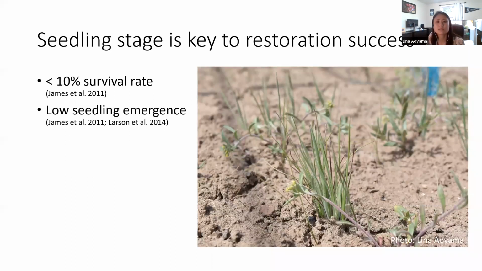I decided to focus my research on the seedling stage because its survival is key to restoration success. Less than 10% of perennial grass seeds survive when you seed them in the restored sites. And the main bottleneck seems to be the low seedling emergence after germination. So understanding how seed selection choices influence seedling survival is important for improving restoration outcomes.